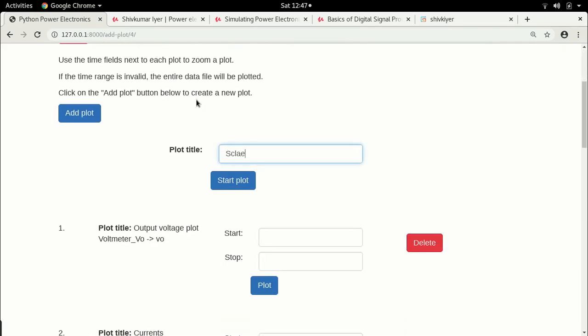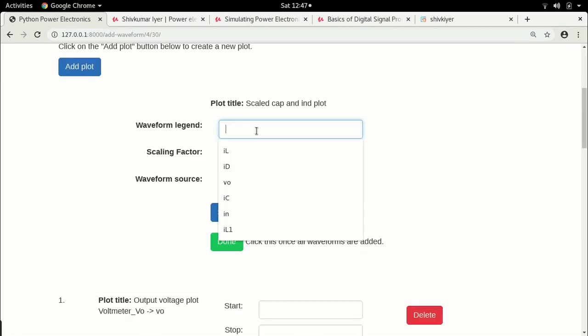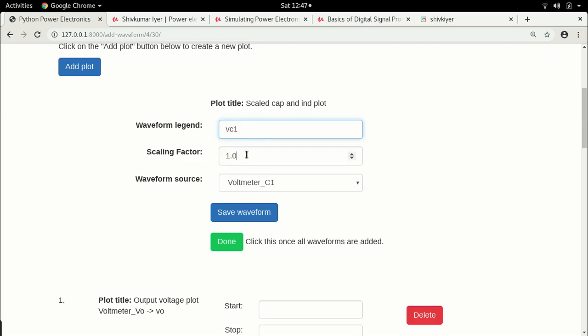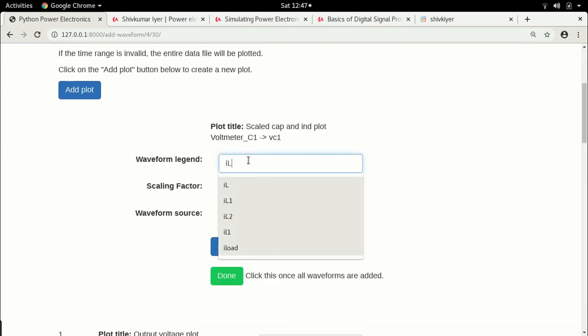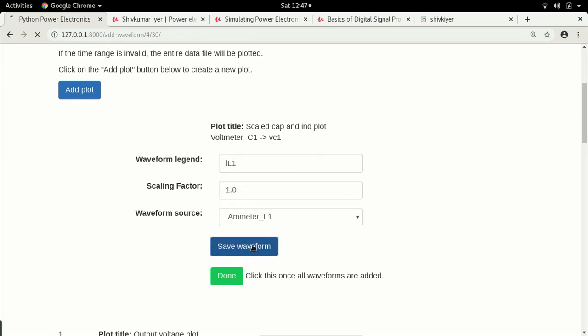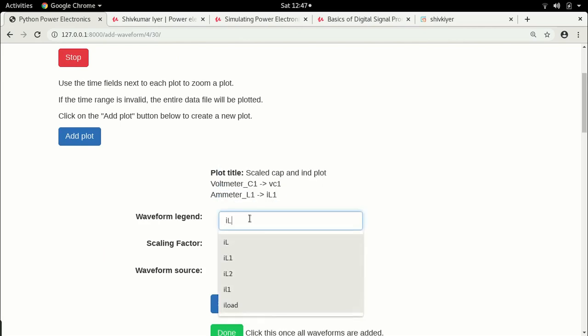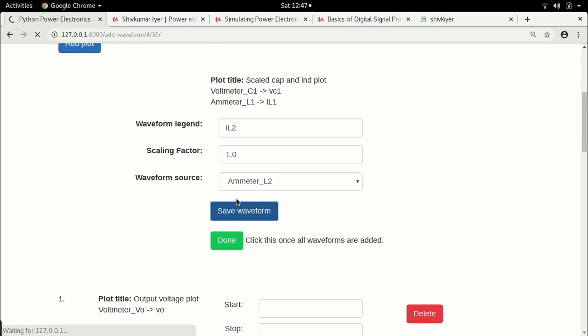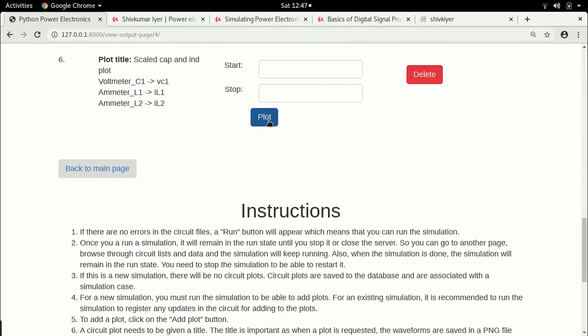And let me call this scaled cap and inductor plot. And let me plot voltage C1. Only thing here, let me give it a scaling factor 0.1. And ammeter can be as it is. Save the waveform. And we are done. So let me plot this again now.